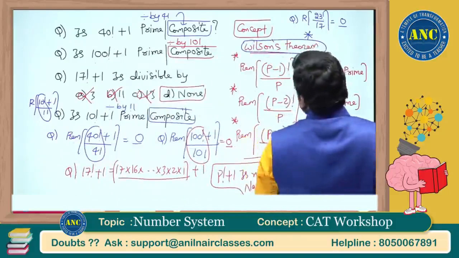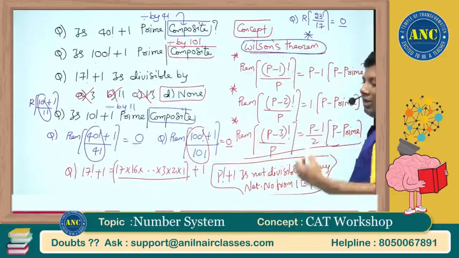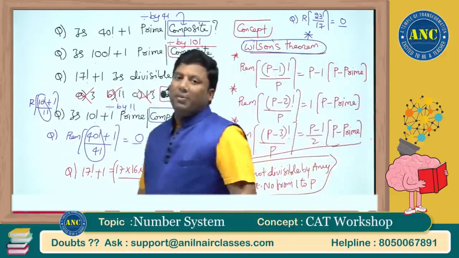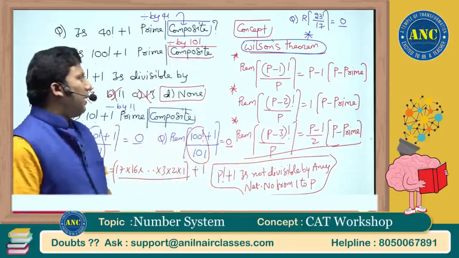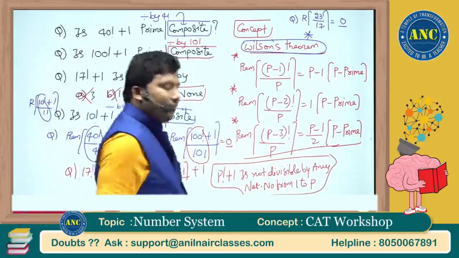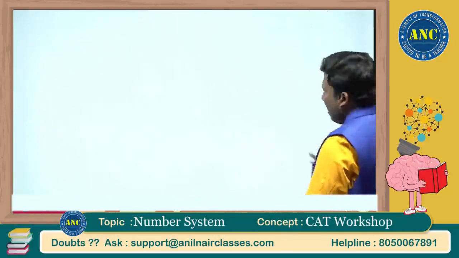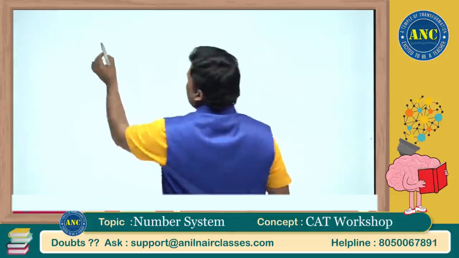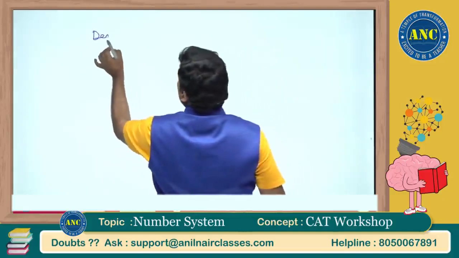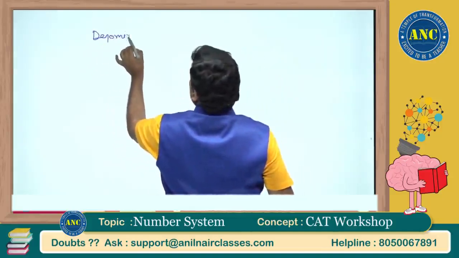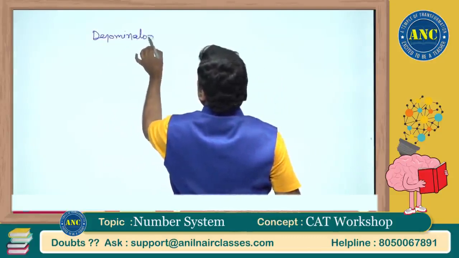Wilson's theorem is used to find the remainders when the numerator is in factorial format and the denominator is a prime number. Idea clear? Right. Sir, what if the denominator is a composite number? This slide is extremely important, sir.